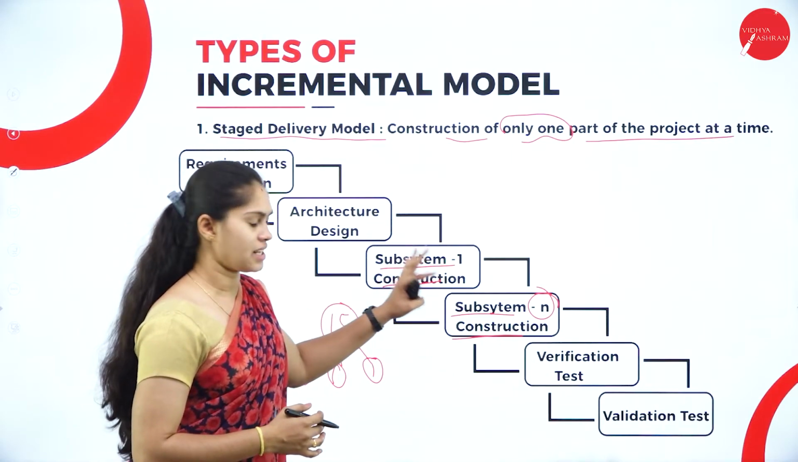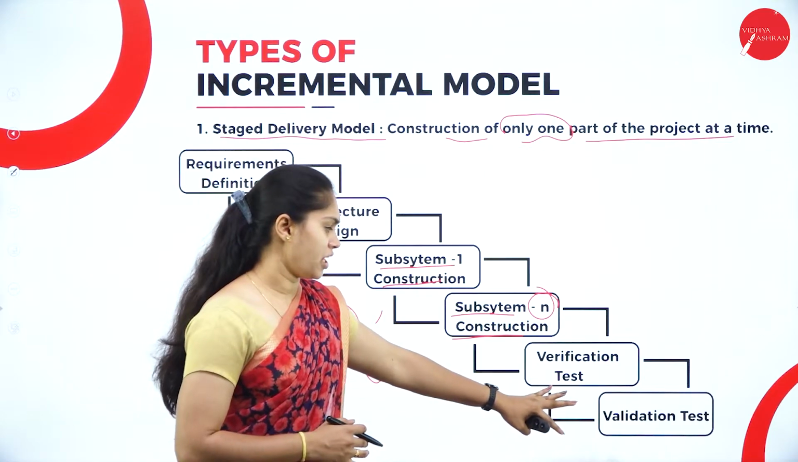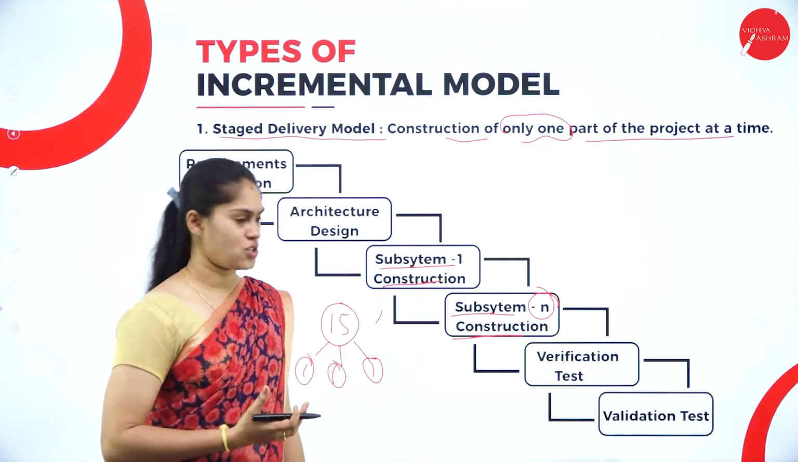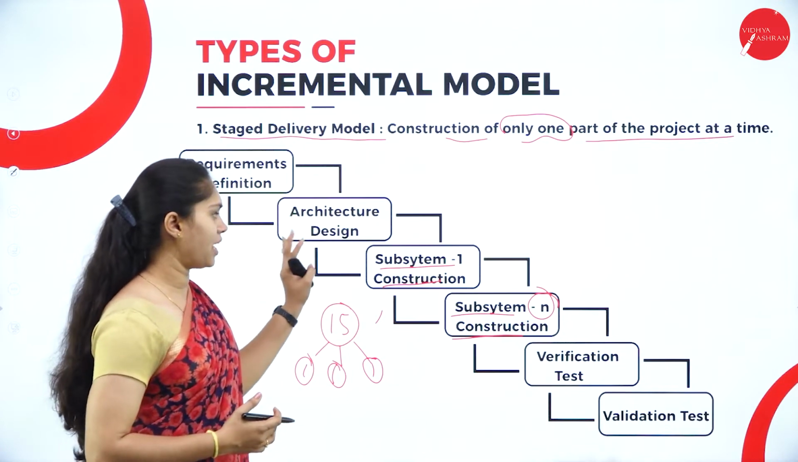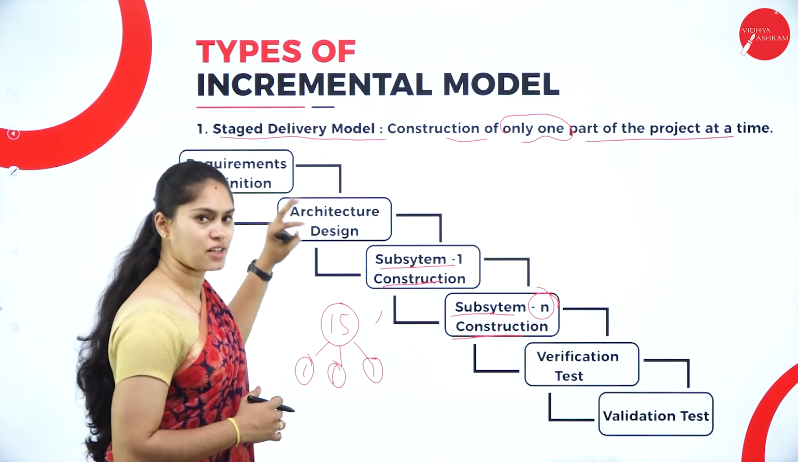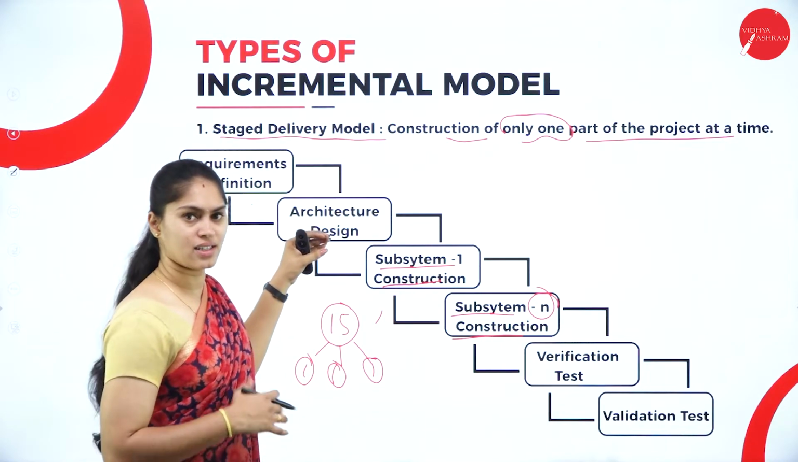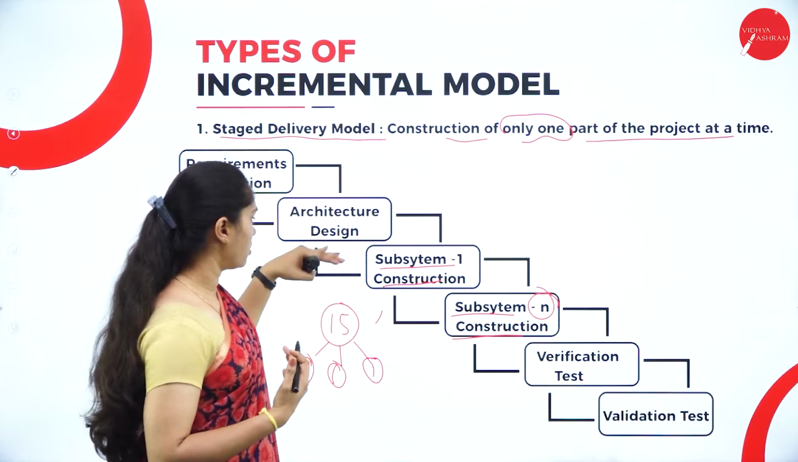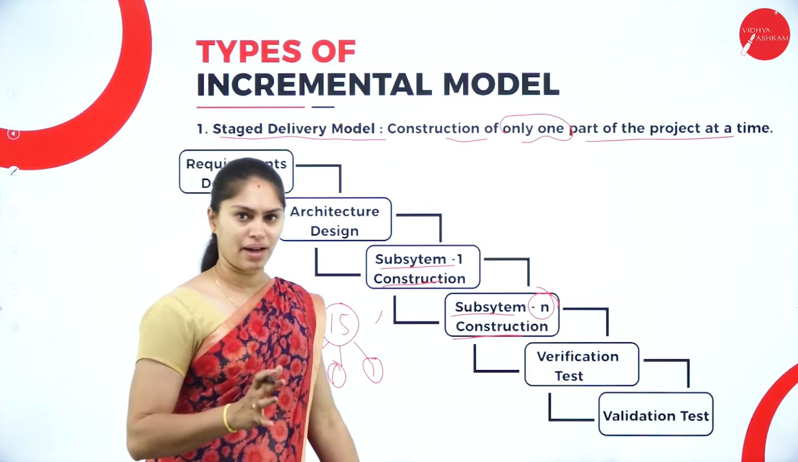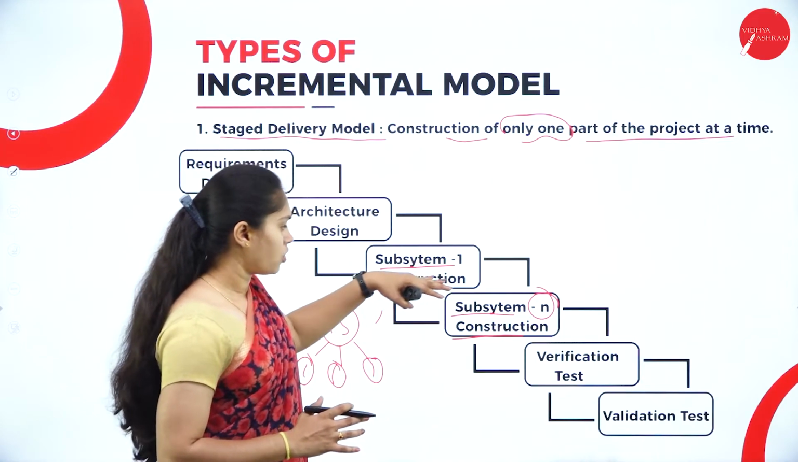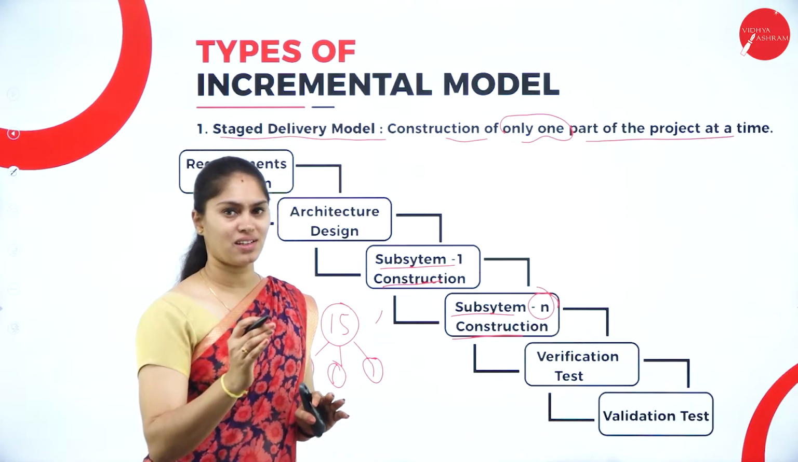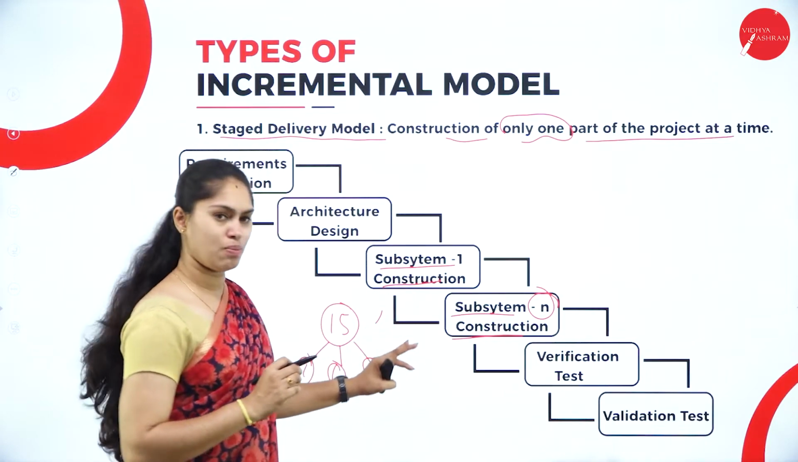Once the construction is over, then verification testing will take place and we will also be done with validation. All those stages will be bi-directional. So if I want some more requirements, then I can go back and improve the performance. If I don't like this design, then I can do it again. So all those are bi-directional, and here construction of only one part of a system, or only one module, will take place at a time.